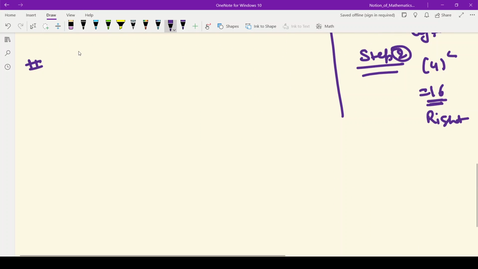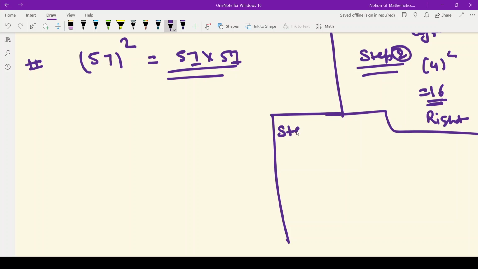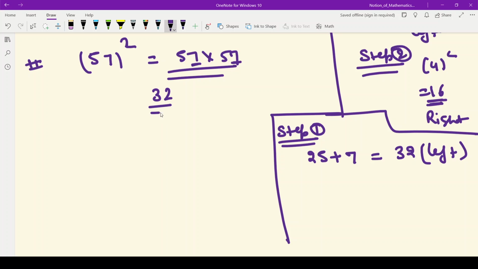One more example is here. Suppose I want to square 57, that is 57 into 57. Students, here our unit digit is 7. As per step number 1, I will be adding 25 to this unit digit. 25 plus 7 is 32, and this will be written in the left part. So here I have written 32.